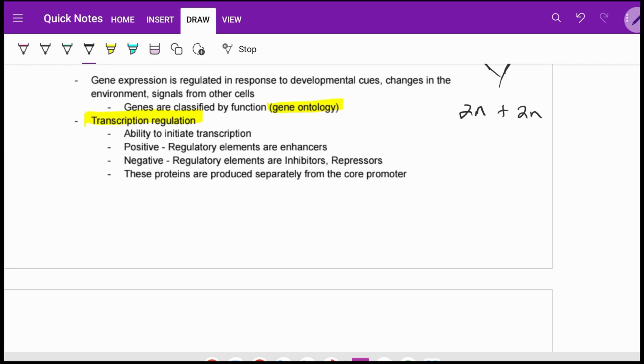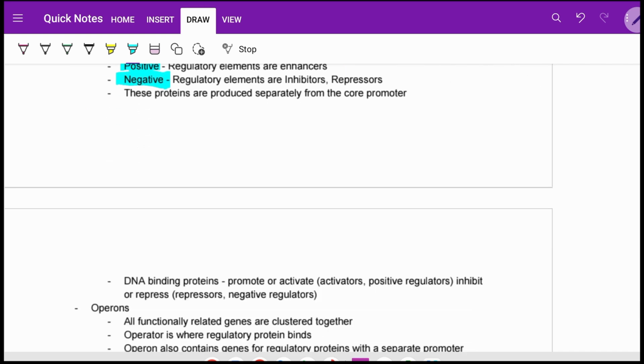And there's 2 types. We have positive, which means the regulatory elements are enhancers. So they say, yes, more transcription, do more of it. Or we have negative, where the regulatory elements are inhibitors or repressors. So they either drastically lower levels of transcription or stop them altogether. And these proteins are produced separately from the gene itself.